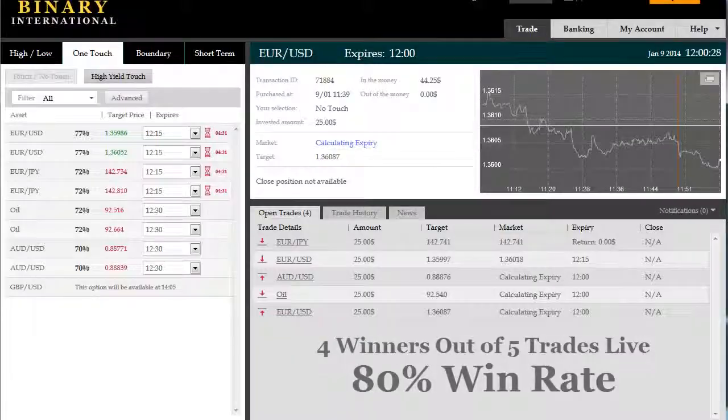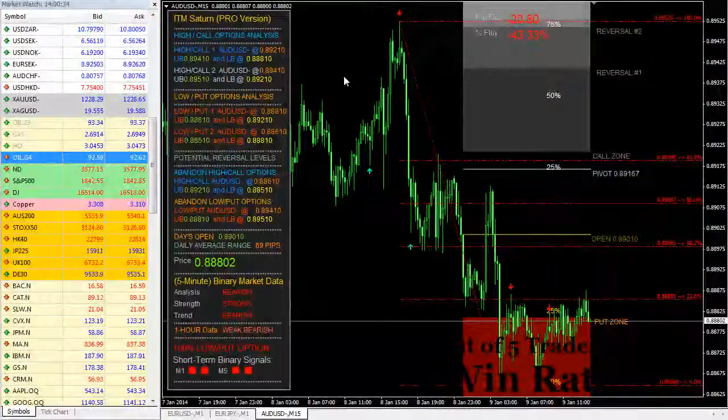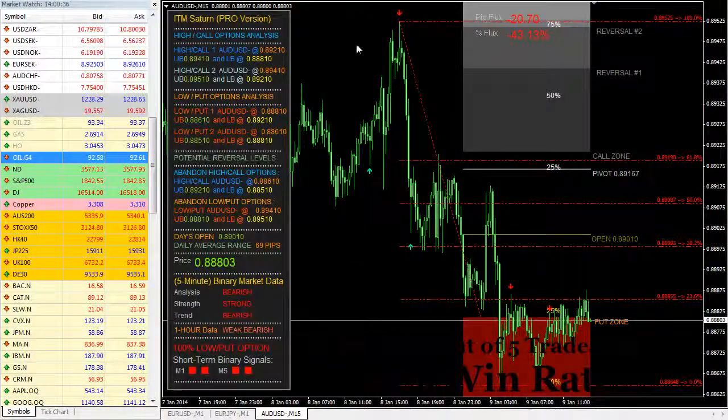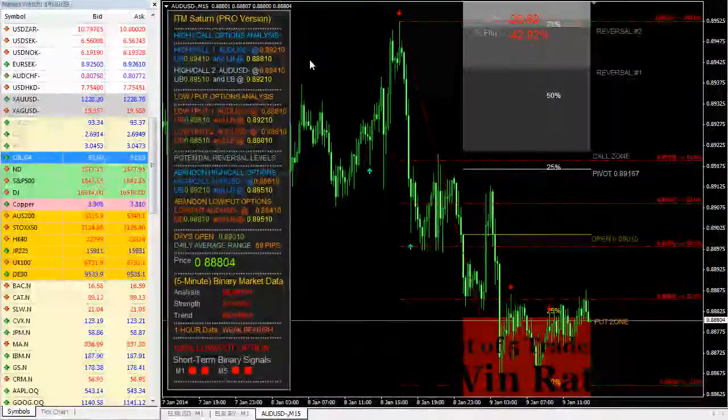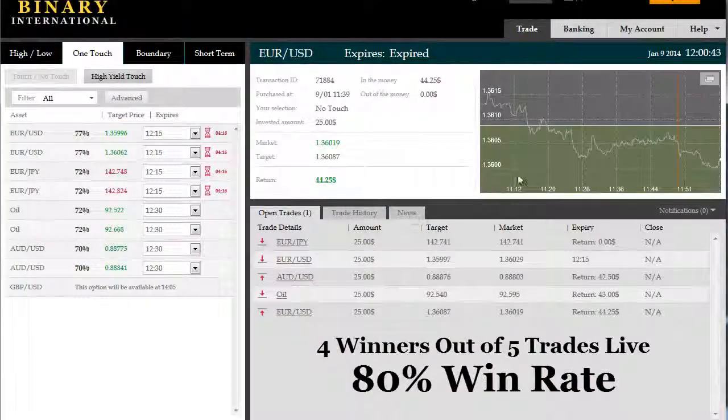So that, as you can see, was a pretty interesting, profitable experience, 4 out of 5, using ITM Saturn Pro to your advantage. It's not restricted to one touch and no touch options. You can trade it as I just described on longer time frames. It's completely up to you.